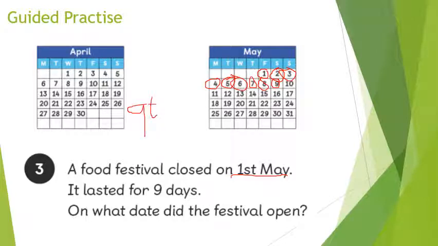I suppose I better double check my answer though, hadn't I? 9th of, oh goodness me, 9th of May. Right. A food festival closed on the 1st of May. Hold on. A food festival closed on the 1st of May. Oh dear. Year 3, I think I've made a mistake, haven't I? Can anyone else spot the mistake that I've made?